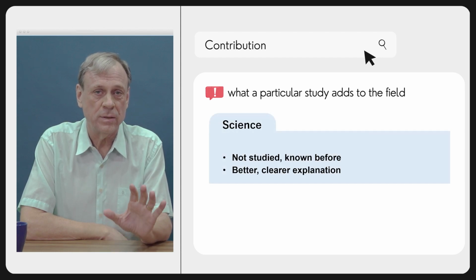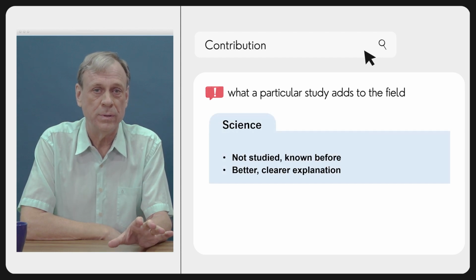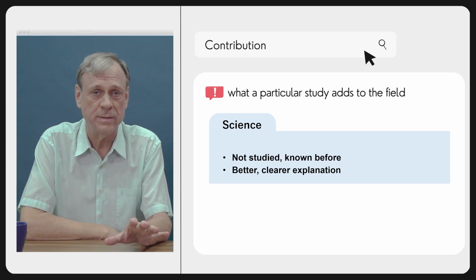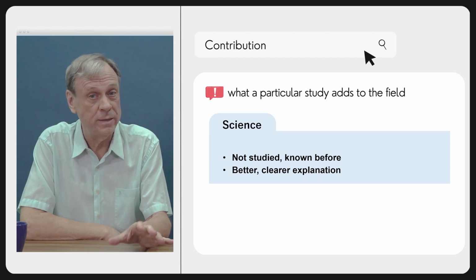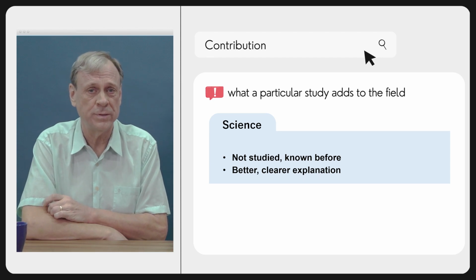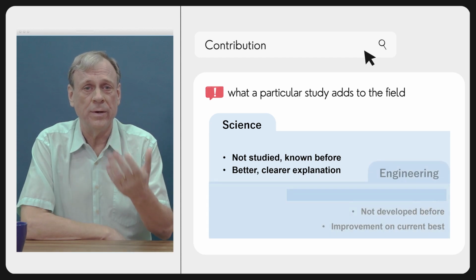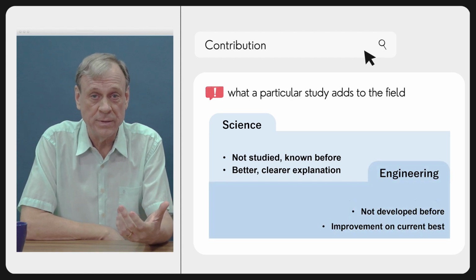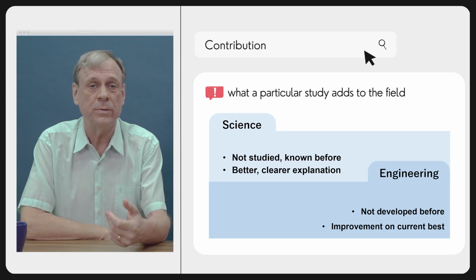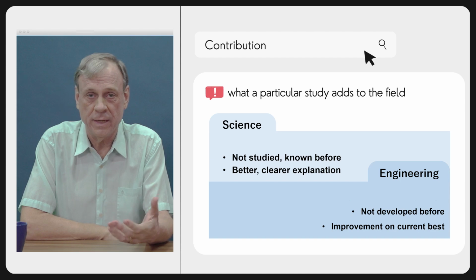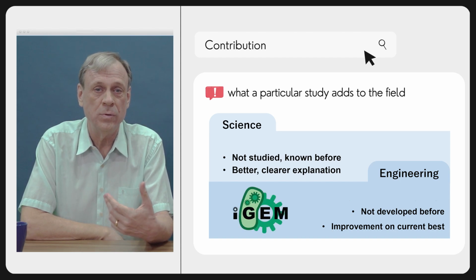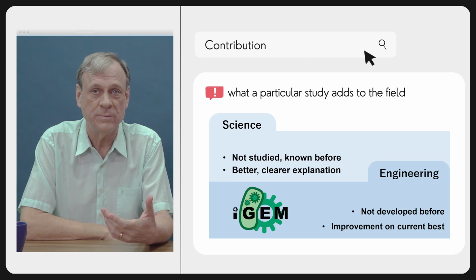Every research article has to add something new to the field of study. Something that has never been studied before. Something that's been studied but not very well known or not a very clear explanation. Or in engineering, something that has not been developed before. Or perhaps something that's been developed but you're improving. And this again is the goal for iGEM, to develop something new or to improve something that has been developed before.